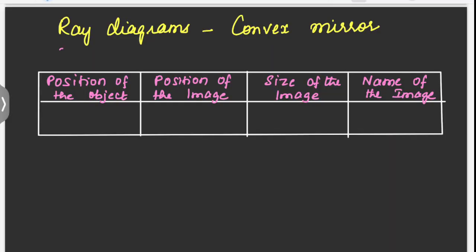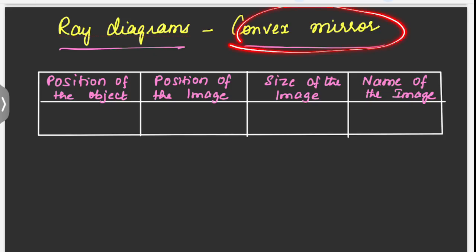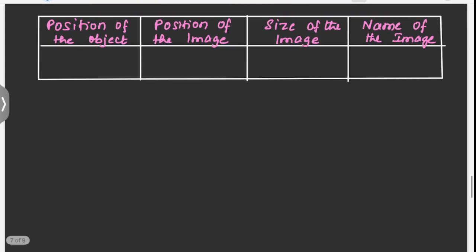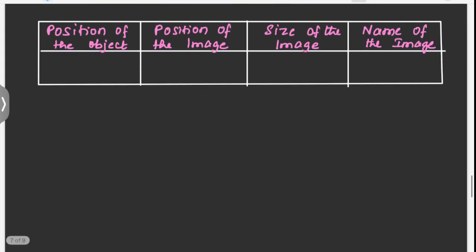So now let us draw the ray diagram for the convex mirror. So convex mirror, it's very simple. You have only 2 ray diagrams. So let us learn those 2 ray diagrams. First, draw the convex mirror. So let us draw the convex mirror. So here this is the convex mirror we have drawn.